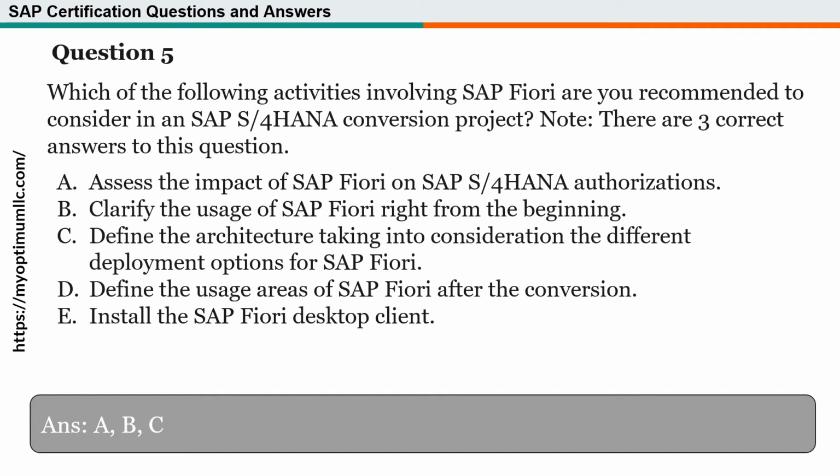Question 5. Which of the following activities involving SAP Fiori are you recommended to consider in an SAP S/4HANA conversion project? Note, there are 3 correct answers to this question. A. Assess the impact of SAP Fiori on SAP S/4HANA authorizations. B. Clarify the usage of SAP Fiori right from the beginning. C. Define the architecture taking into consideration the different deployment options for SAP Fiori. D. Define the usage areas of SAP Fiori after the conversion. E. Install the SAP Fiori desktop client.